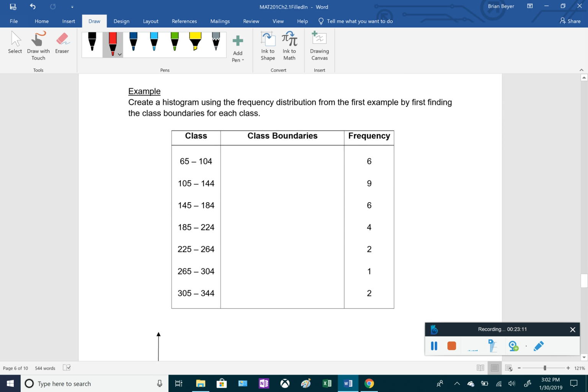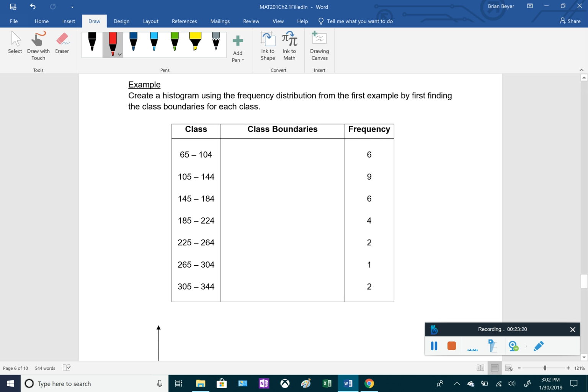So let's do an example here using the data from before. Let's create a histogram using the frequency distribution from that first example. Let's find the class boundaries first. Based on that last page, we're going to have to add 0.5 to the upper limit and subtract 0.5 from the lower limit. So instead of using the classes, we're going to use the class boundaries. Subtract 0.5 from the lower limit, it becomes 64.5. And add 0.5 to the upper limit, it becomes 104.5. And then I just have the frequencies for each one of those classes on the right.